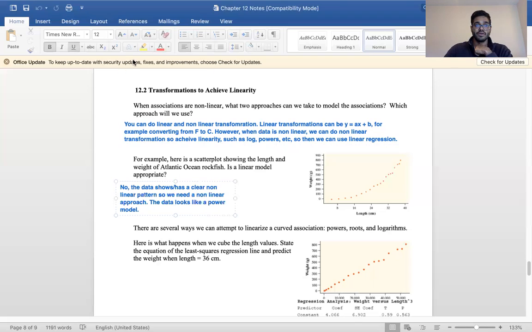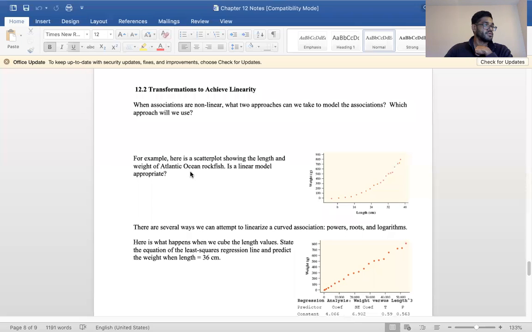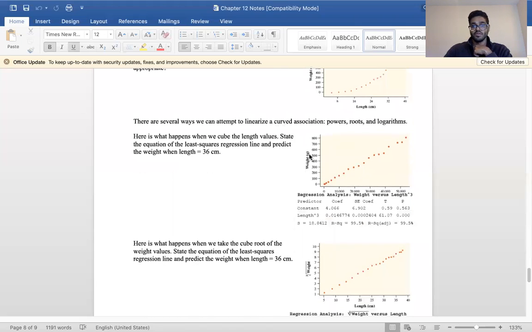And so now we can take a look at our output. You see how, once we've done this transformation, here's what happens when we cube the length values. We're going to state the equation. So here's your output. And this is where it gets a little, like I said, a little weird.